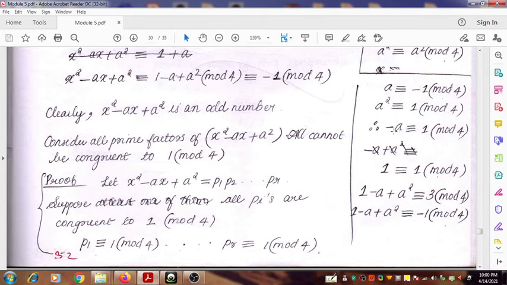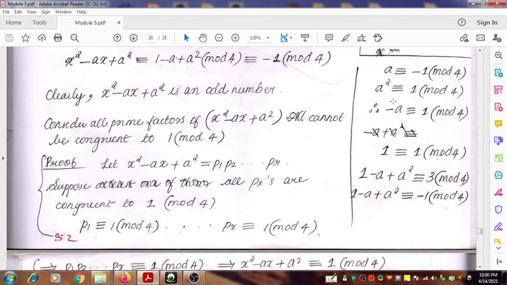From the first we get minus a is congruent to 1 mod 4, and 1 is congruent to 1 mod 4. That statement is also correct. Therefore, adding these congruences: minus a is congruent to 1 mod 4, and a square is congruent to 1 mod 4. So you can add the second, third, and fourth congruences.